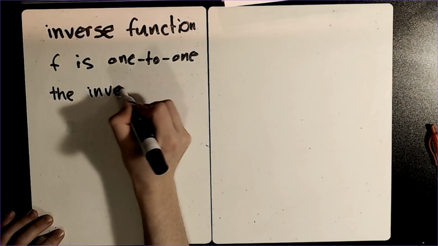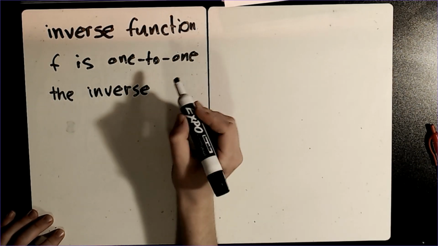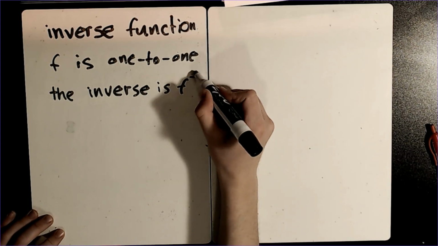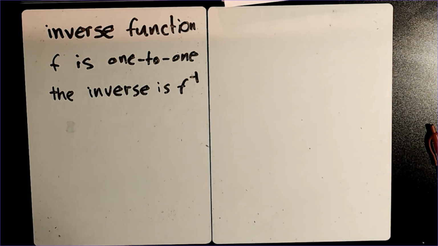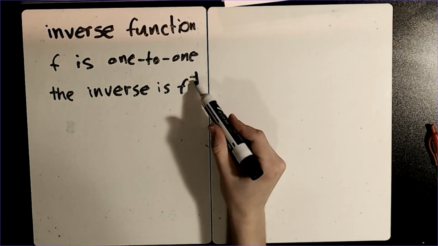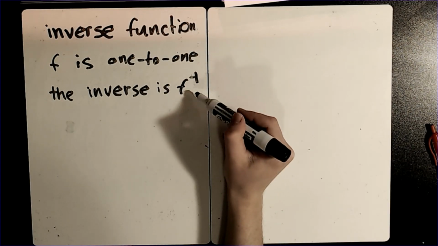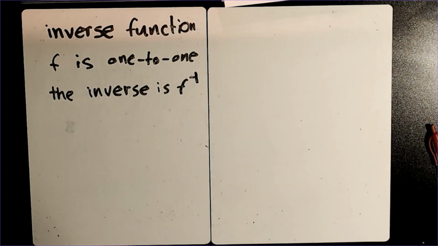And we use this little f raised to the -1 power. It's not really an exponent here, but if you're dealing with f as a function, this little -1 power up on the top just means that it's the inverse function. Okay.